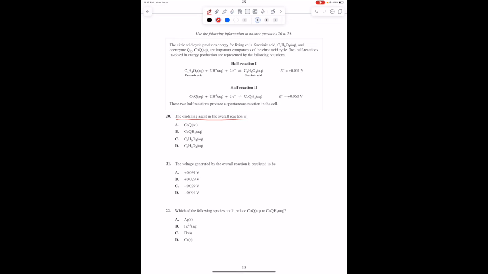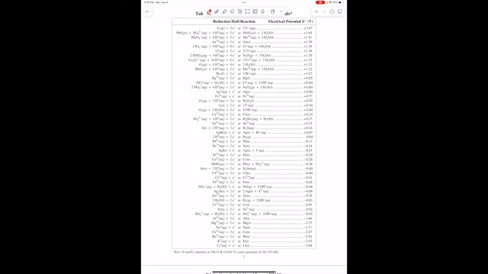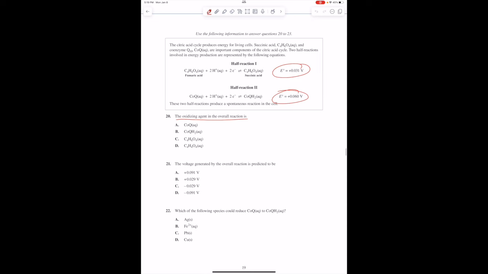The other thing I'm looking at is right here. These are not in the right order, because you know that on the chart, the highest positive voltage is up here and they start going down. I look at my voltage, that's 0.06, that's 0.03, so this reaction needs to go up above. I'm going to write it that way just because I'm doing a test and I don't want to mess this up. So here's how it really looks. I've got CoQ plus 2H+ plus 2 electrons goes to CoQH2, and this is a voltage of 0.060 volts.